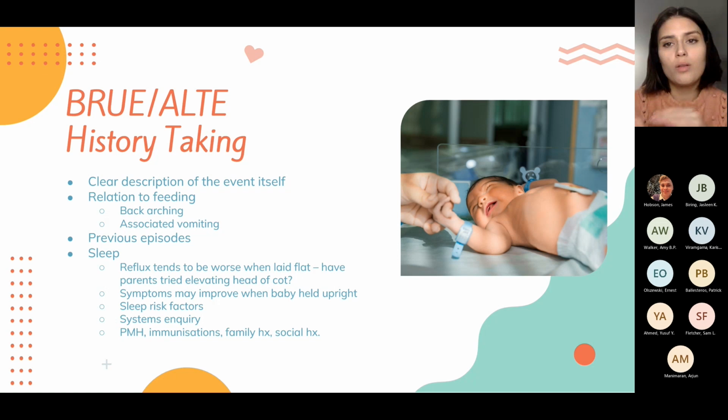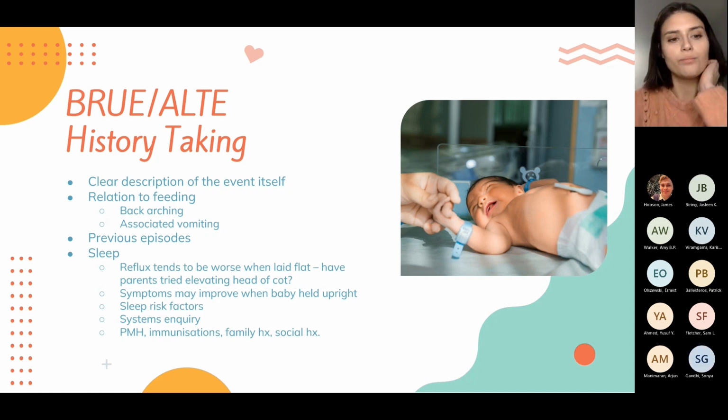Also, along the same vein with reflux, symptoms might improve when the baby's held upright. So if that's something the parents have noticed, then that's helpful to know. Do they have any sleep risk factors?